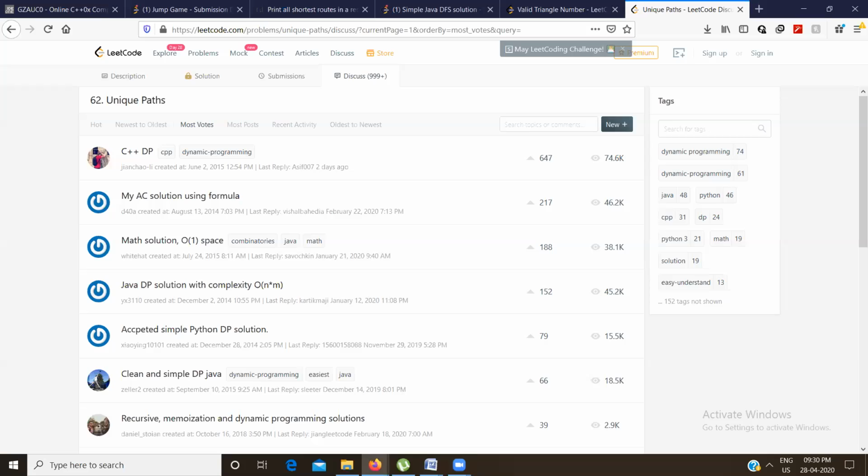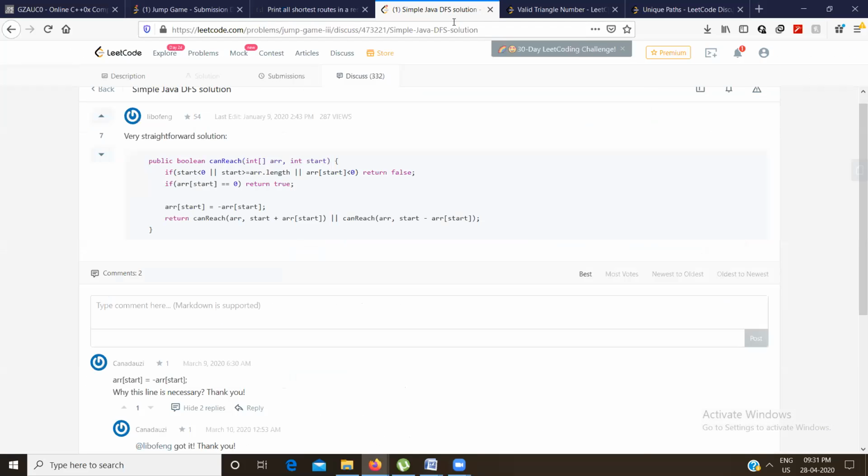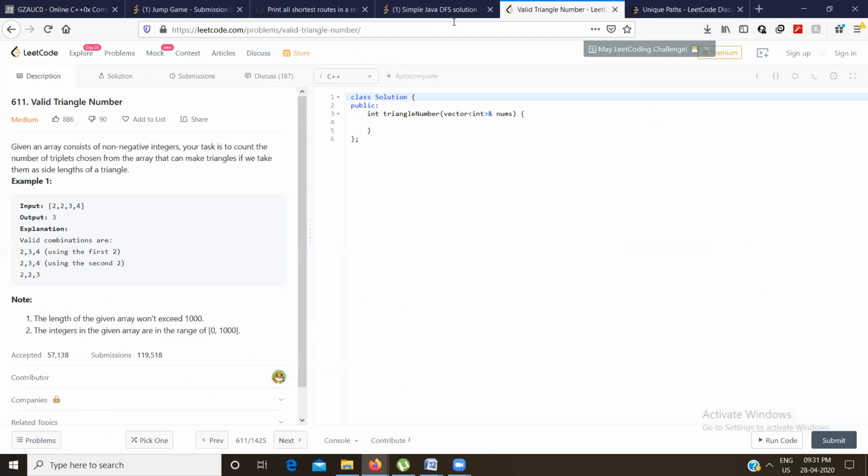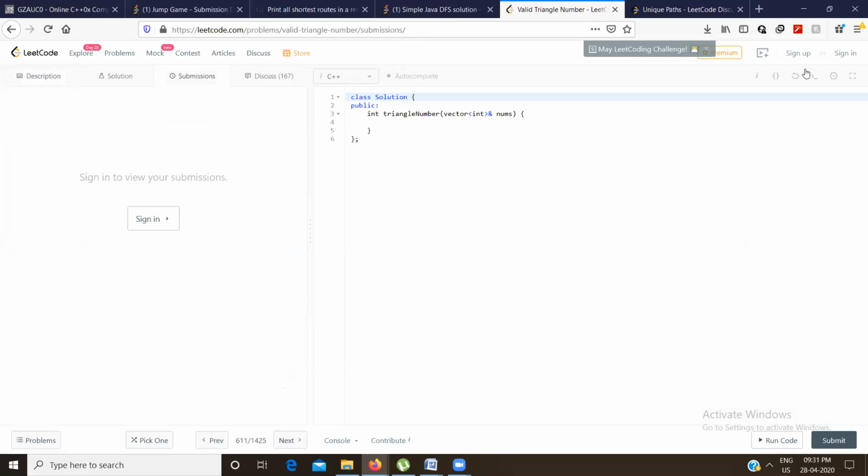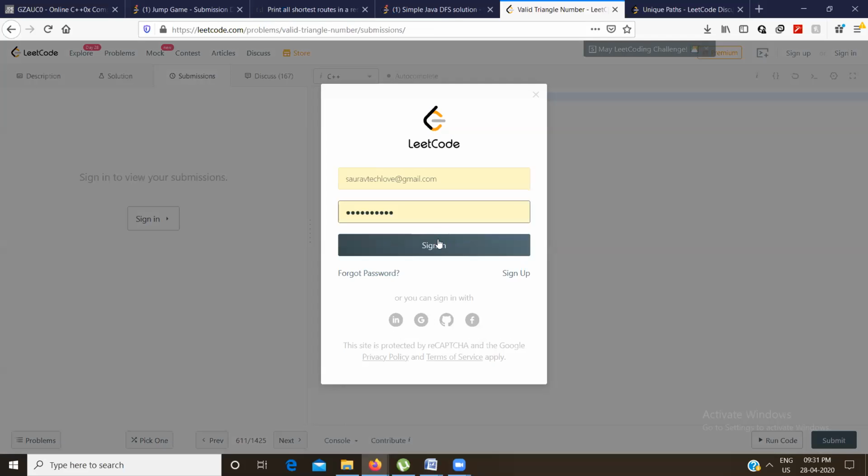But how do 2, 2, 4 make a triangle? Because let's say you have the long side 4 and two short sides 2, then it's not a triangle, right? No, it's not. It has to be strictly greater. Two sides have to be greater.